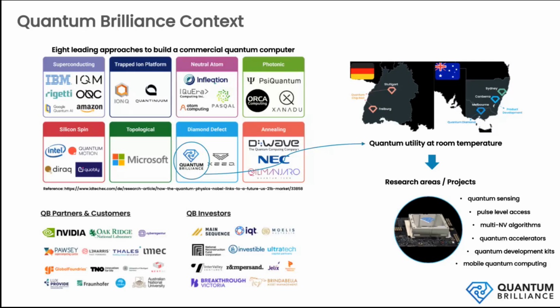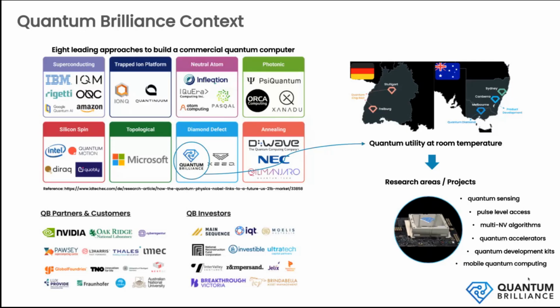about the company. As you may know, there are 8 leading approaches to build a commercial quantum computer. And as you can see in the diamond defect section, that's where Quantum Brilliance is. So we build our quantum computers at room temperature, considering defects in diamonds. Currently, our main offices are located in Germany and Australia. That's where we build the chips and build the quantum computer. But we also have offices in Japan and UK, for example.